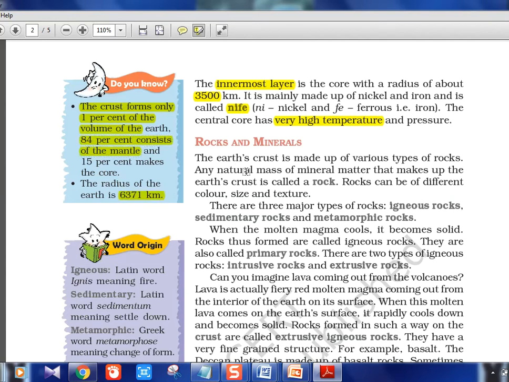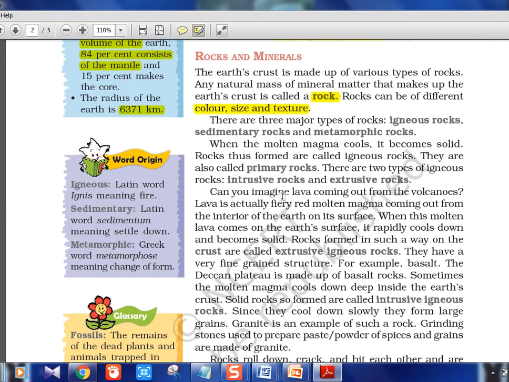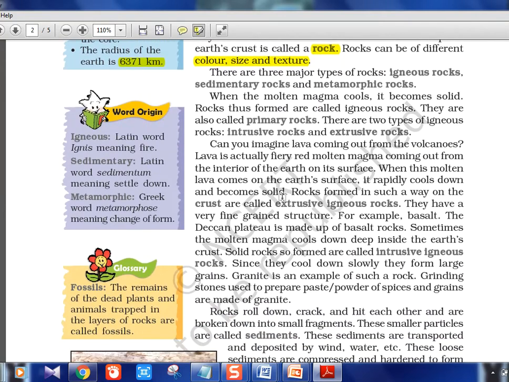Okay, rocks and minerals. The earth's crust is made of various types of rocks. Any natural mass of mineral matter that makes up the earth's crust is called a rock. So anything which is forming the crust is actually a rock. Rocks can be of different color, size and texture. So we'll see the types of rocks now. Okay, UPSC plays with these words a lot of times, so you should focus.